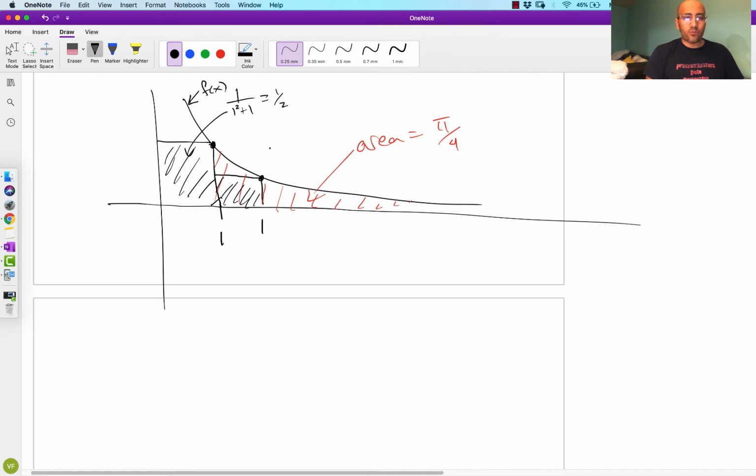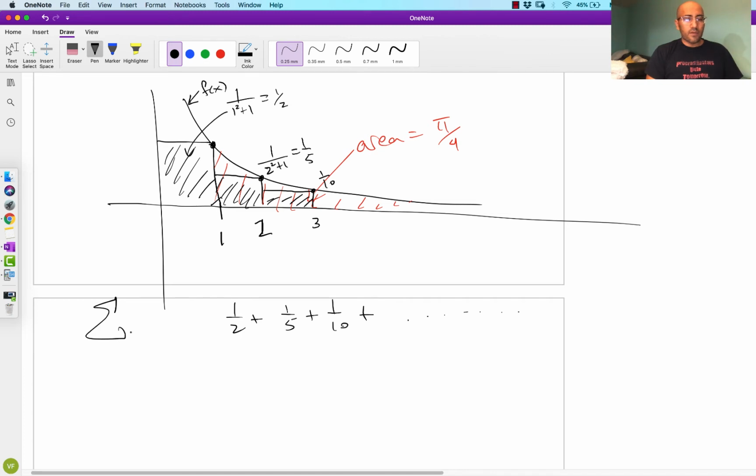And so this one is going to be equal to 1 over 2 squared plus 1. So this is equal to 1/5. And then the next one after that is 1 over 3 squared plus 1. That's 1/10. So we have 1/2 plus 1/5 plus 1/10 plus and so on. This is the series we're interested in.